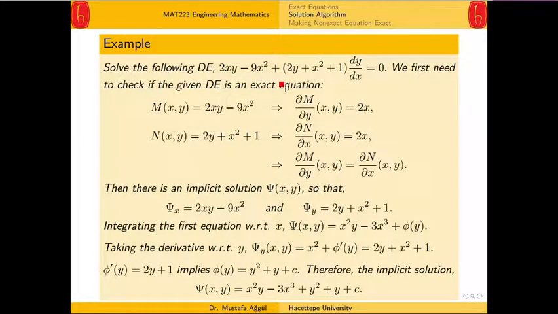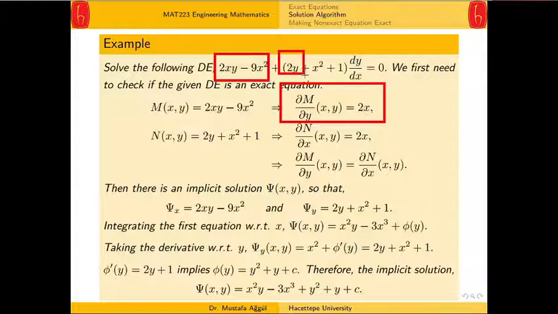The y derivative of M is 2x indeed, because 9x squared will disappear after taking the y derivative, and this will be 2x. And the x derivative of N, this 2y plus 1 will disappear, and we will have 2x for that as well. So they are the same. We say this differential equation is an exact differential equation.